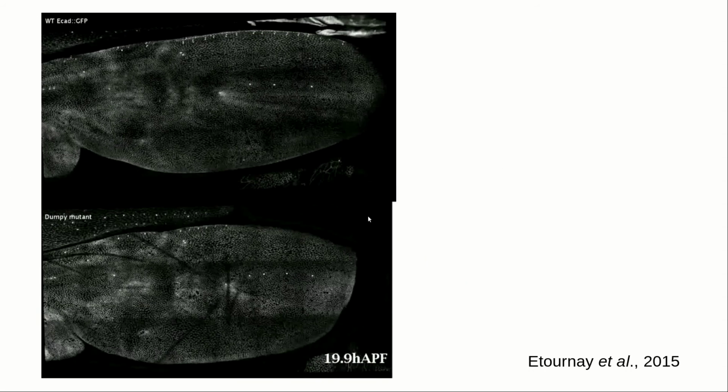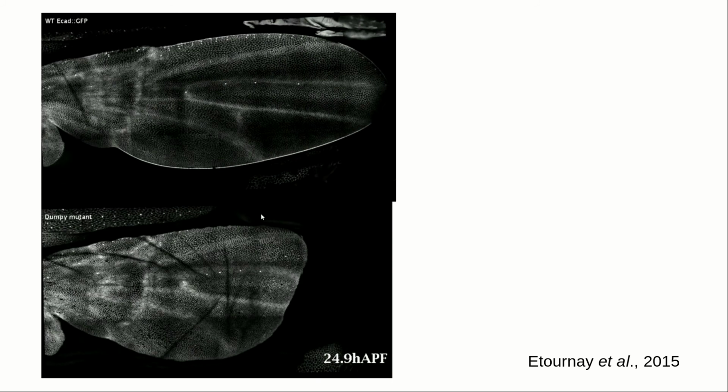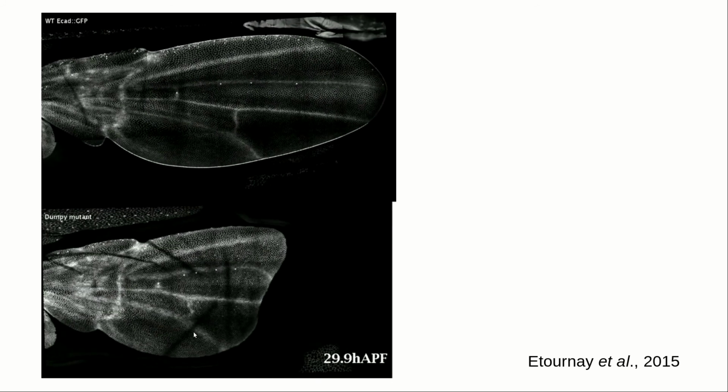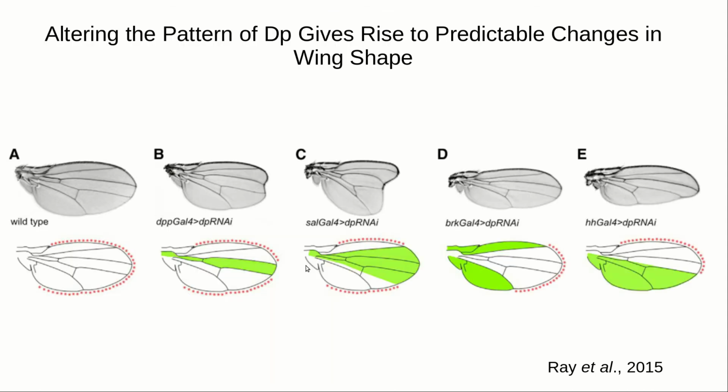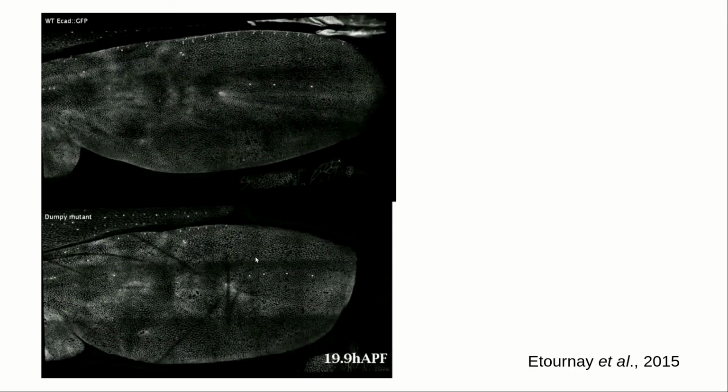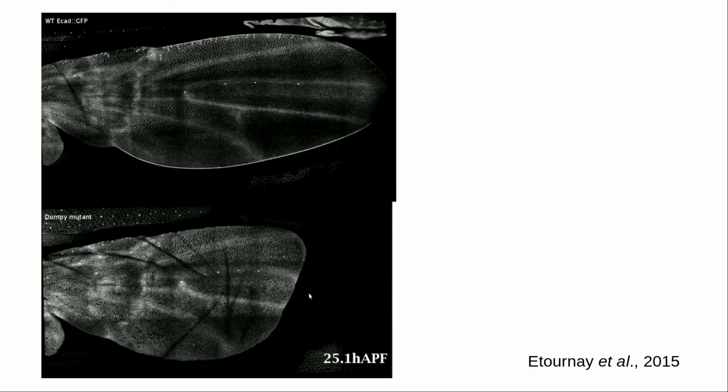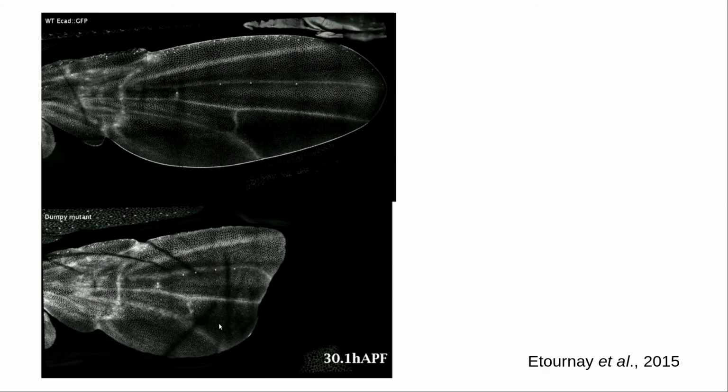Here you see a control and a dumpy mutant wing, and as you can see in the dumpy mutant, since the blade is not attached to the cuticle, when the hinge contracts, the wing blade is pulled by the hinge, and it detaches from the most distal part.